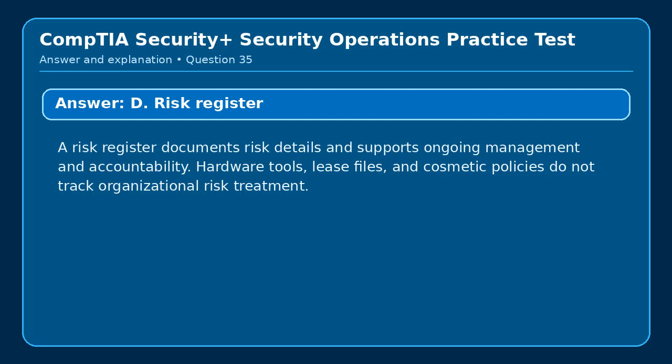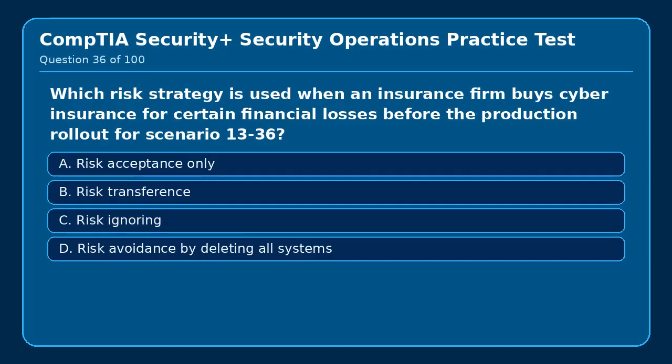Question 37. After remediation, a hospital network still has a small remaining exposure approved by leadership. What is this called during a service reliability review for scenario 13 to 37? A. Residual risk. B. False encryption. C. Broadcast storm. D. Zero risk. Take a moment to choose your answer. The answer is A. Residual risk.